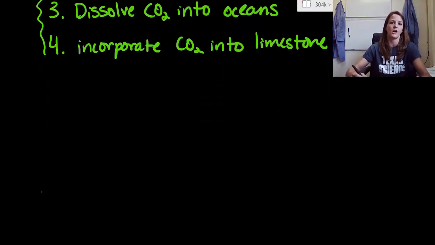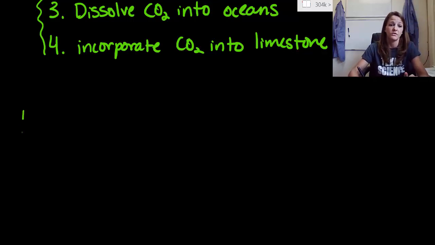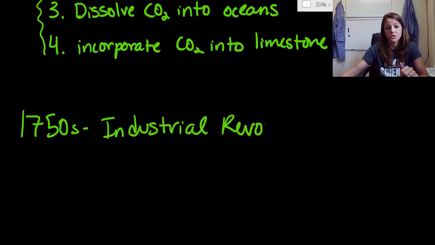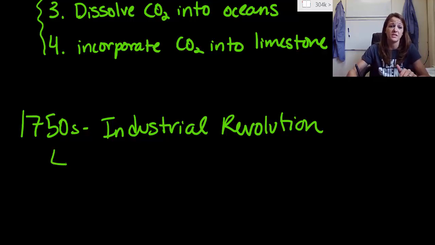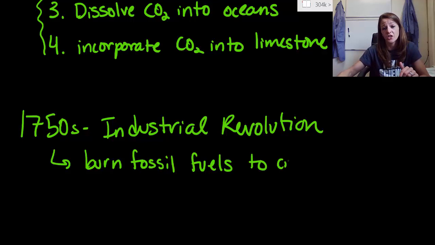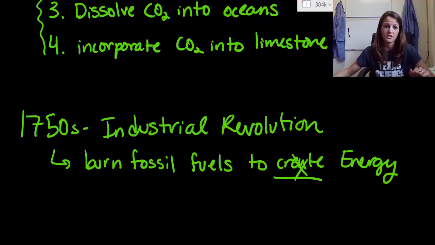But the big thing we need to talk about for carbon dioxide, in terms of how it got into our atmosphere, is the 1750s and more importantly, the Industrial Revolution. Now, the Industrial Revolution was fantastic. I mean, it was great for us, but it was also really bad for our planet. The reason is we started learning that we can burn fossil fuels and emit energy. Maybe to create energy. I don't really like using the phrase create because it goes against our first law of thermodynamics, but we release energy into the atmosphere is how I would like to say that.